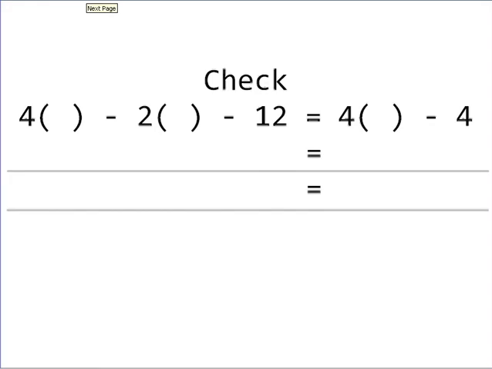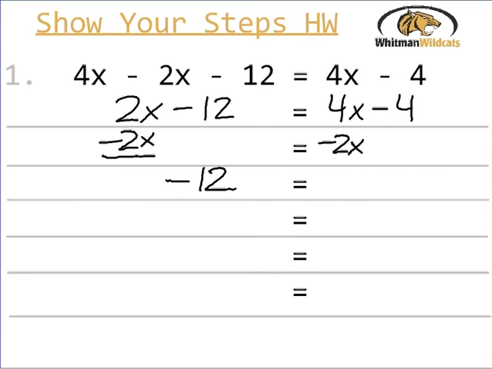So back to my screen. There we go. So back here on this side, 4x minus 2x means I have 2x minus 4 on the right. So negative 12 is equal to 2x minus 4.